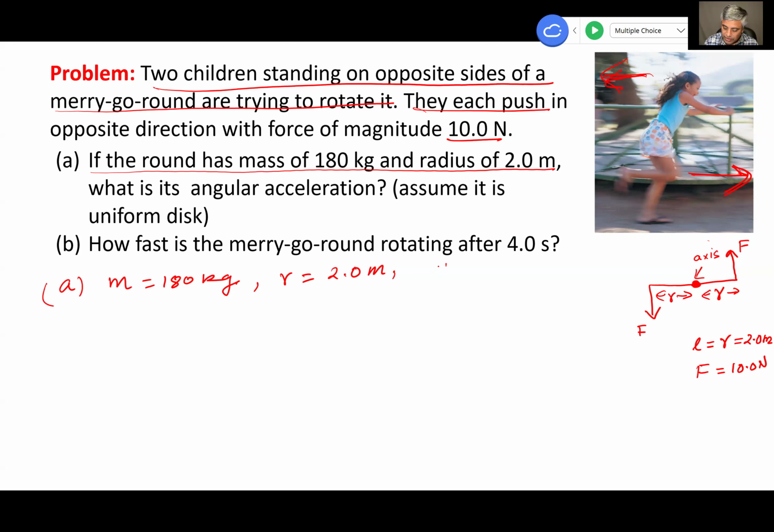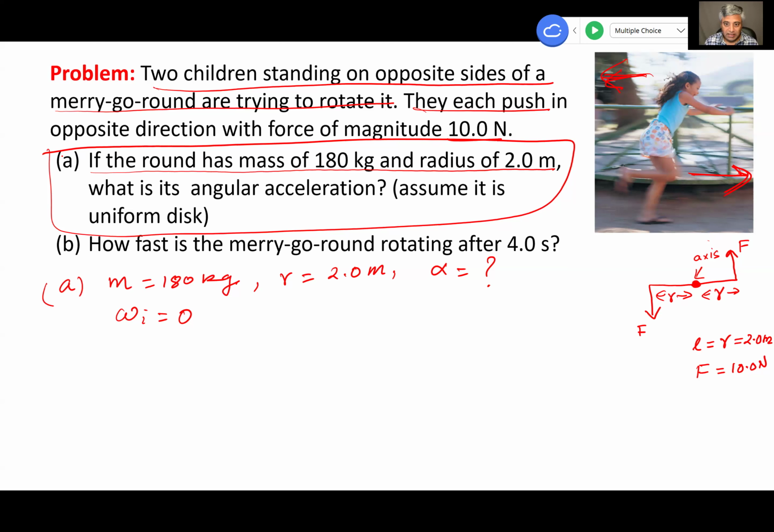What is the angular acceleration? Alpha is what? Okay. So here they start from rest, so initial speed we can say is 0. Now we don't have acceleration, we don't have time and so on for this part. So maybe it's not a good idea to use kinematics. But maybe you can use dynamics, because we are looking for acceleration, and there is rotational inertia and the forces are there, which means we can find torque.